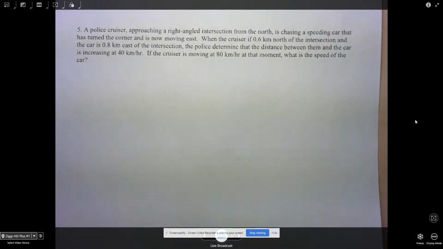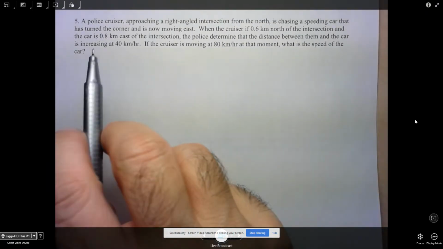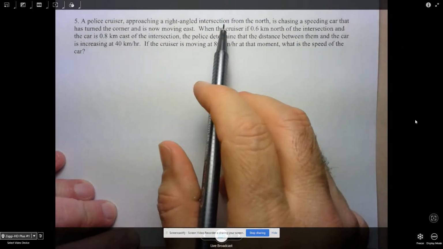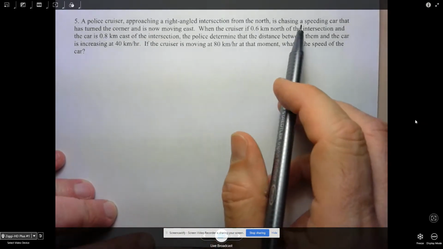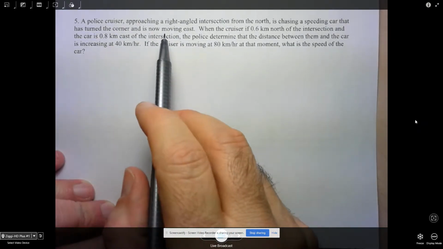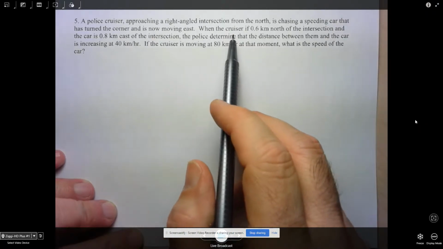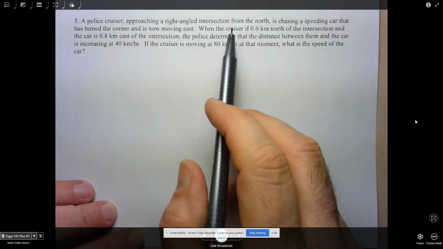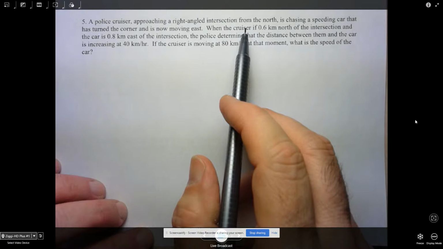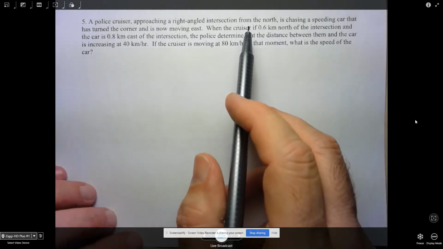Hi folks, we're going to take a look at number 5 from the last lesson of the unit. So here we've got a police cruiser approaching a right-angled intersection from the north, chasing a speeding car that has turned the corner and is now moving east. Then they give us some information, but let's draw the scenario first and see what we want to add to it.